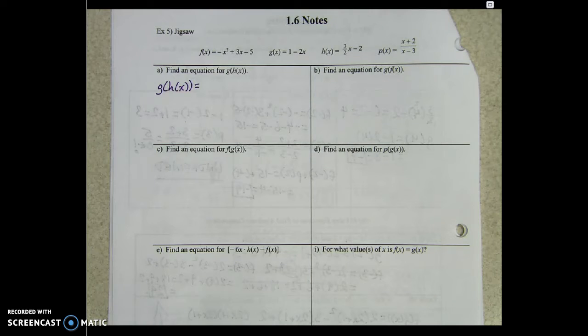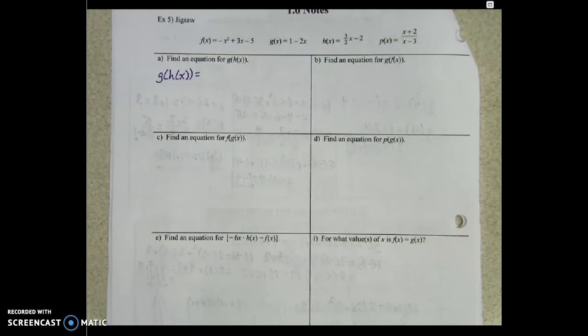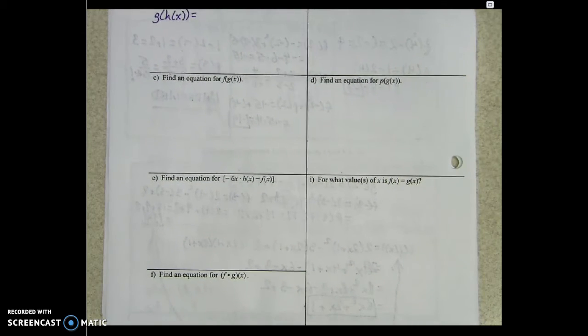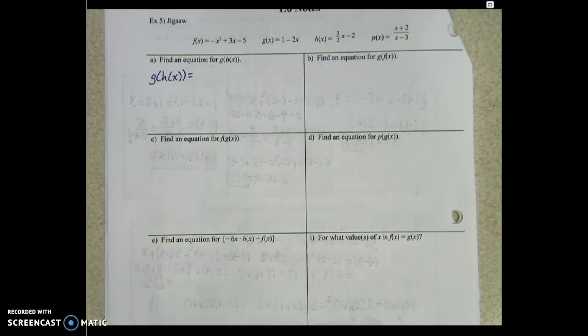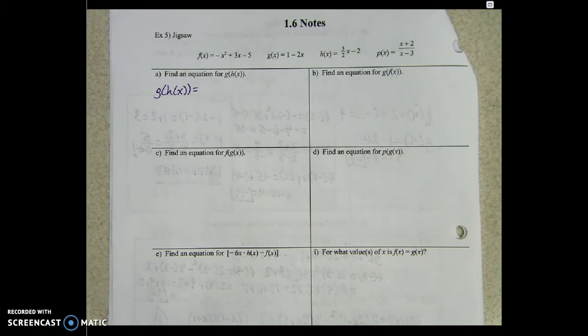So try one of these using the information that we put together on the front side. Try one of these, A, B, C, D, E, F, or I, and then locate somebody else in the classroom, compare your work, and see if you can come to a decision. And hopefully you come up with the correct solution.